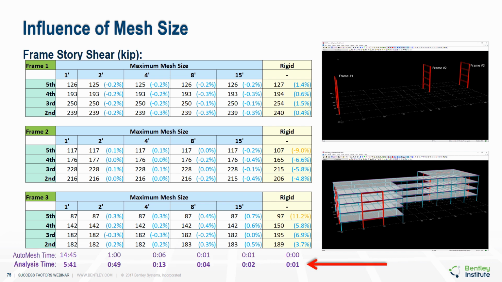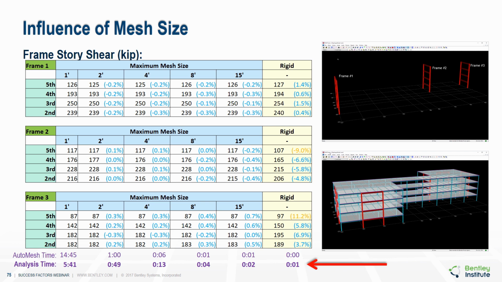But something that's of key interest here is the analytical time. First of all, at the beginning, when you create the model, the program has to take the time to create the mesh, the auto mesh. And what you see here are the times in that first line there. It shows the time for creating the mesh. And for a 1-foot mesh, for this model, it took 14 minutes and 45 seconds. And for the 15-foot mesh, it only took 1 second to create the mesh.